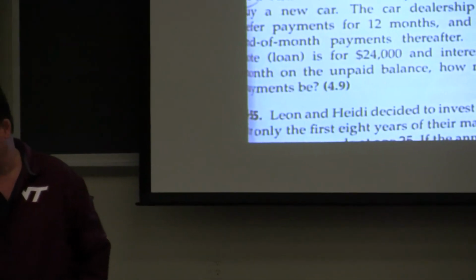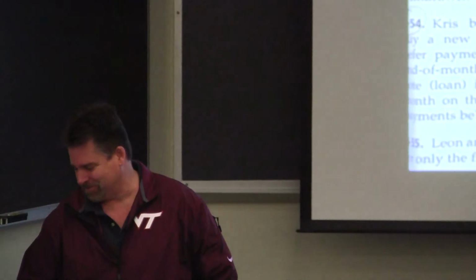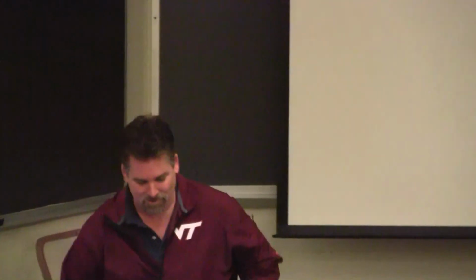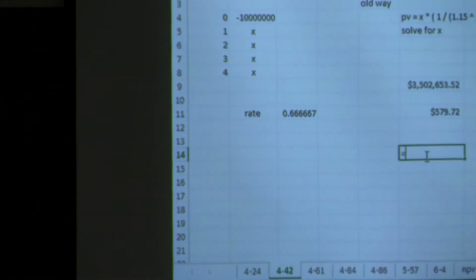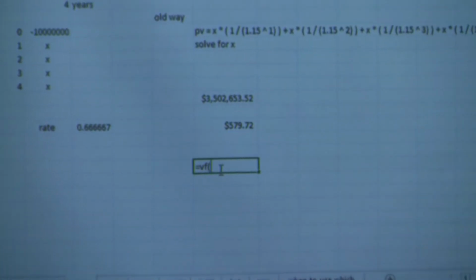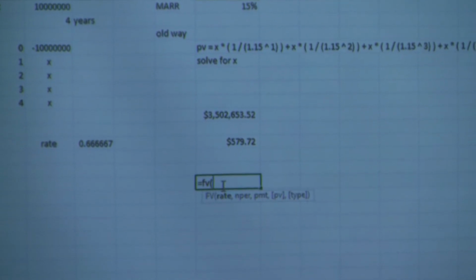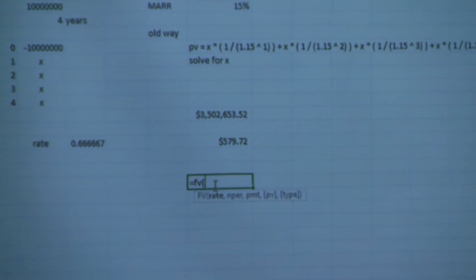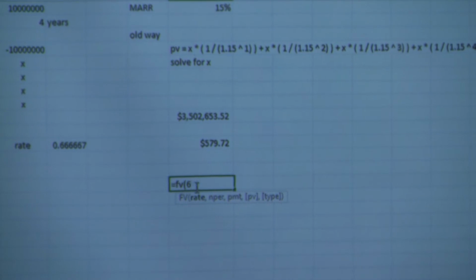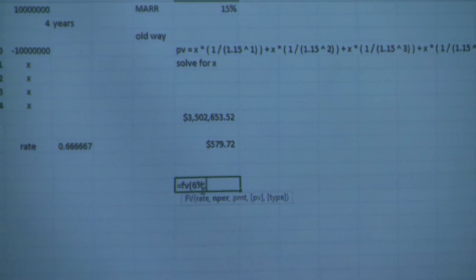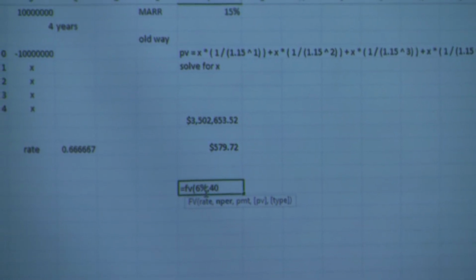Equals FV. Well, you guys don't need me at all. Cookie, you trained him well. Equals FV. Not VF, FV. And again, the parameters show up. My rate was 6%. Number of periods we said was 40.